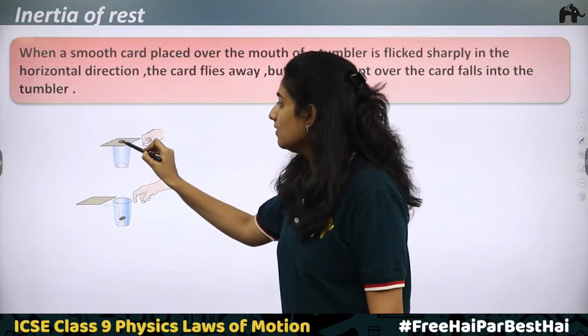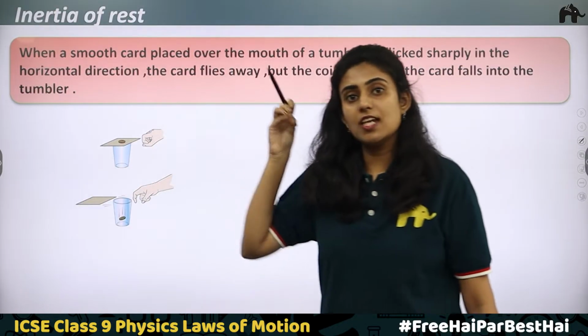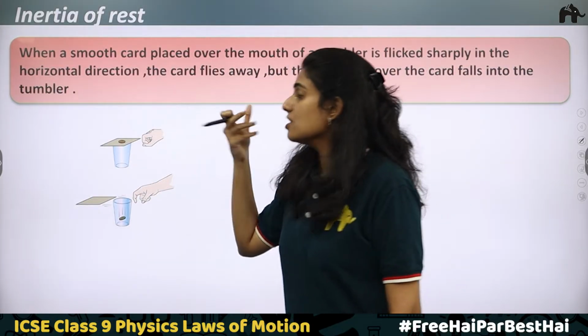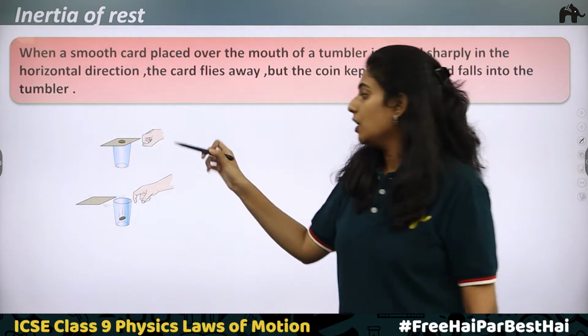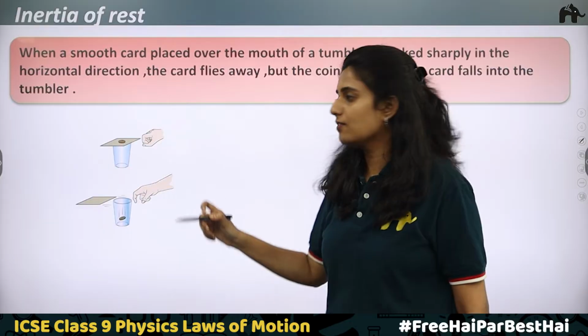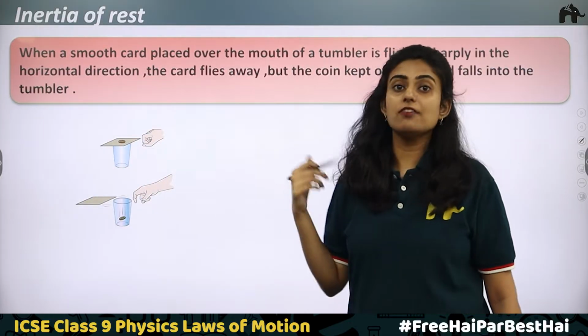What about the coin which was placed over the cardboard? It will have a tendency to remain in a state of rest. Because of inertia of rest, it will try to remain in its position. Due to gravity, same thing. That is, due to Earth's pull, the coin will fall into the tumbler. Okay, this is again an application of inertia of rest.